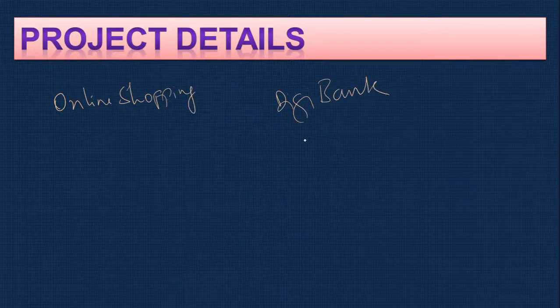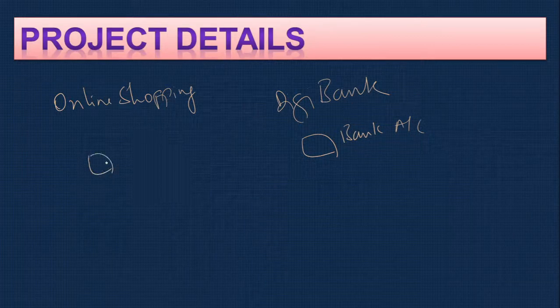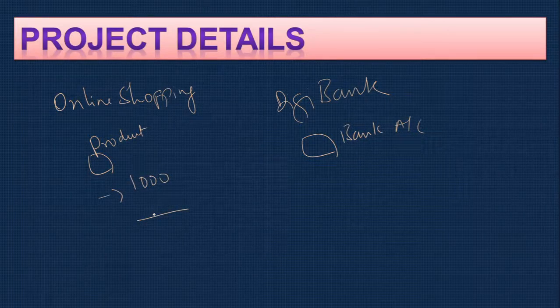Here, basically, this project is online shopping with digital payment, which is called DigiBank. Here the customer can have a bank account. This is an external entity. Whenever you shop for a product, let us say 1000 rupees, you have to make the payment for this. We generally make a dummy payment here.